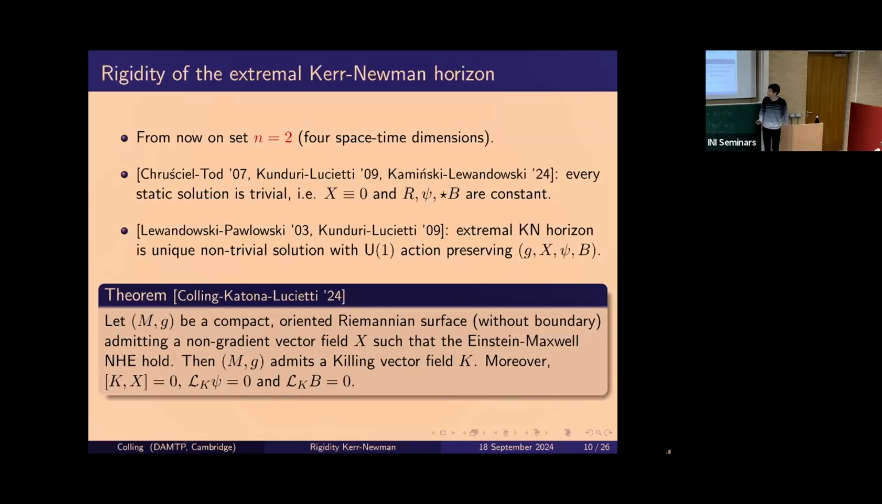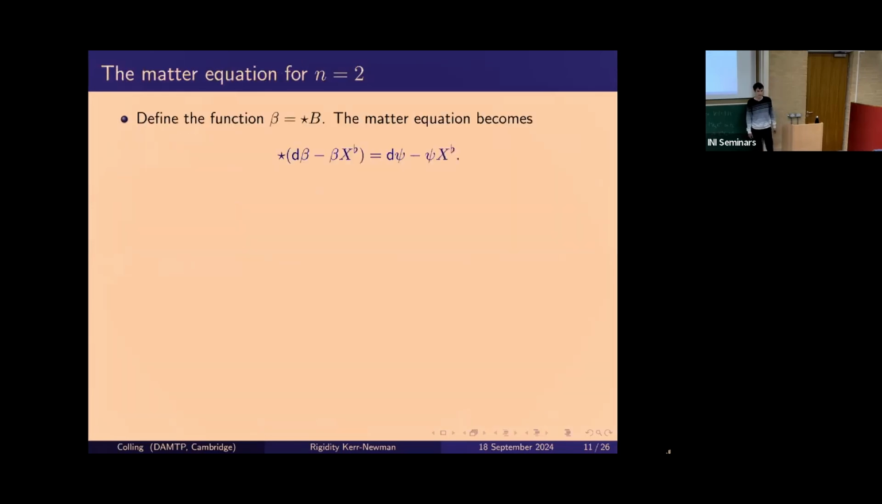To prove this, I'll first take a closer look at the matter equations, which simplify in 2 dimensions. This is the main reason that I'm restricting to 2 dimensions, because this 2-form will simply be given by a function times the volume form. And so the equation can be written like this. It will be important to notice that these functions beta and psi cannot vanish simultaneously.